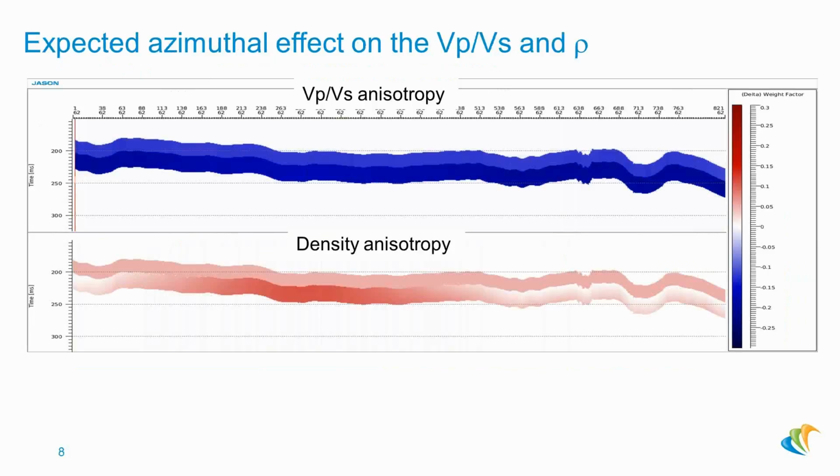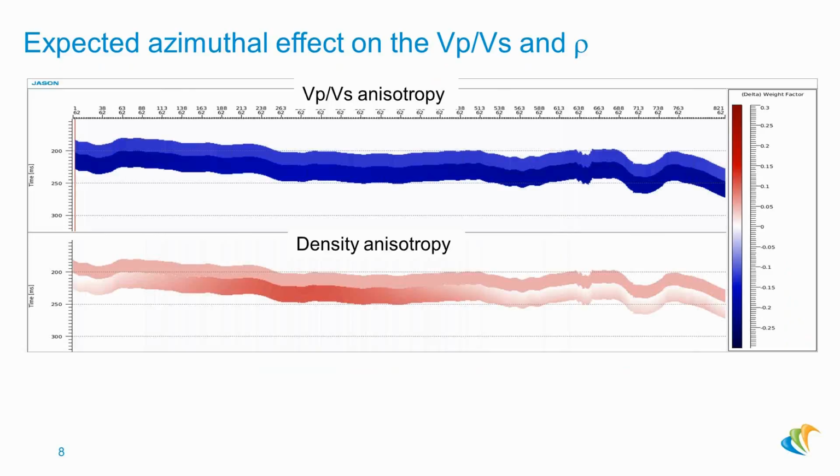With this input data, because we know what the bias is going to be on our elastic parameters, we can calculate what the anisotropy is going to be, the expected anisotropy of the VP/VS and the expected anisotropy of the density. So this is the azimuthal variation of the VP/VS and the density coded into VP/VS and the density anisotropy.